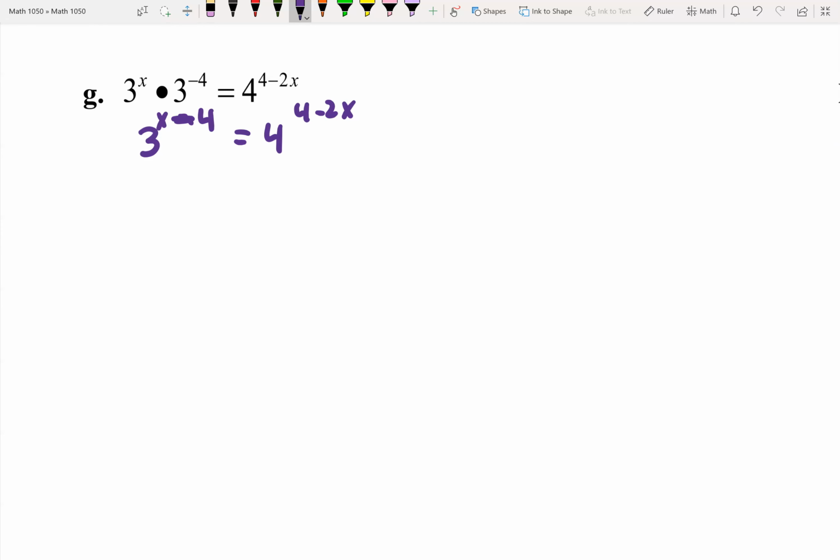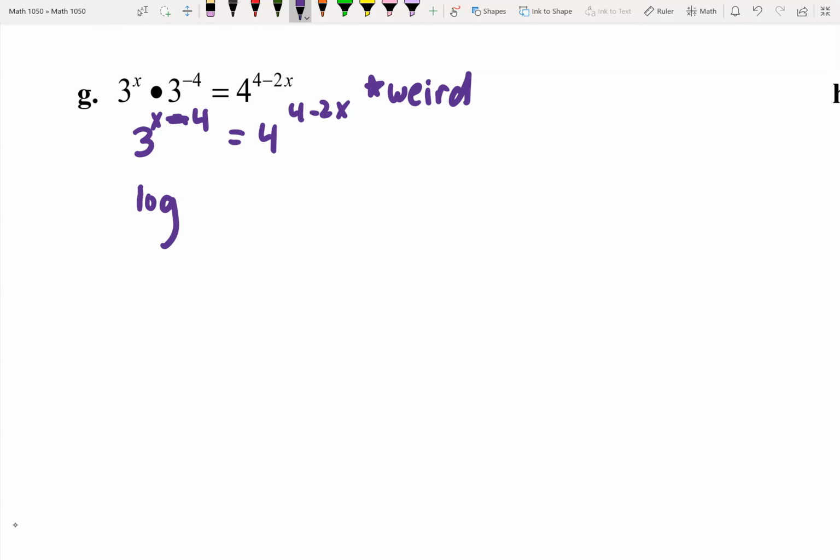What kind of a problem is this? I definitely heard some people saying, this is a weird problem. Write down the word weird. From now on, when you hear the word weird, go, oh yeah, that's the one where I can't get them the same, so therefore I do what? What do we do? Take the log of both sides. So it's the log of 3 raised to the x minus 4 is equal to the log of 4 raised to the 4 minus 2x.